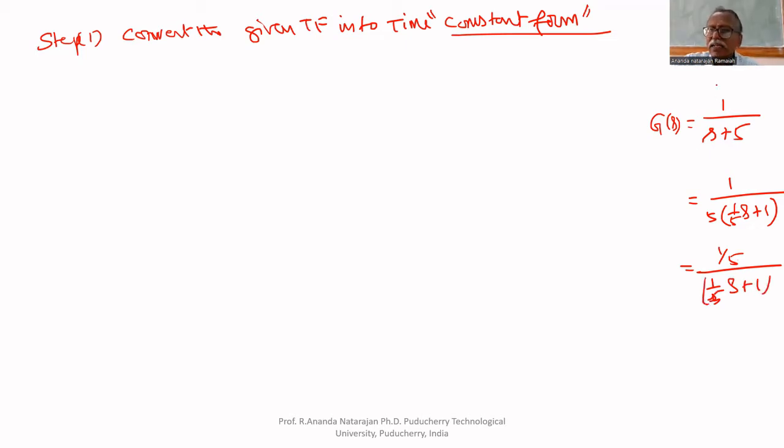Earlier, in this form, what is the gain? 1. It is not correct. The actual gain is 1 by 5, that is 0.2. Therefore, the first step is to write it in time constant form.